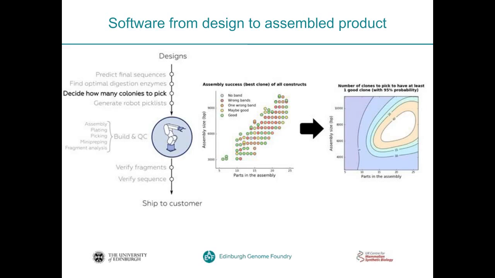So from this data, we can draw a map of expected success and determine for future constructs how many clones should get picked. And that's what you have on the right. It's a map that enables us to predict, from the complexity of our assemblies, how many clones we should pick.